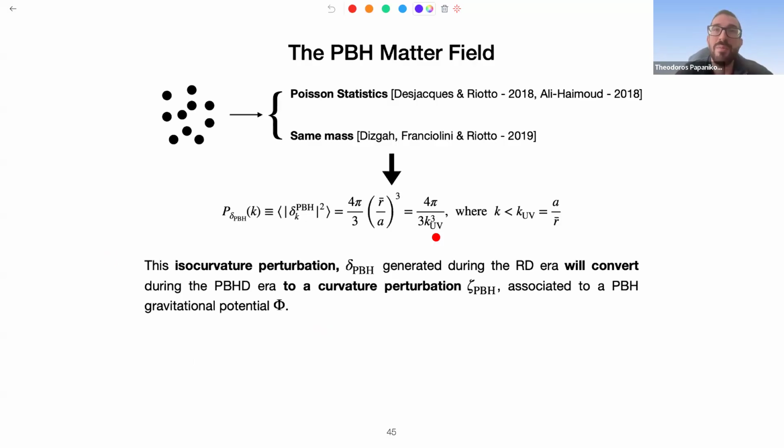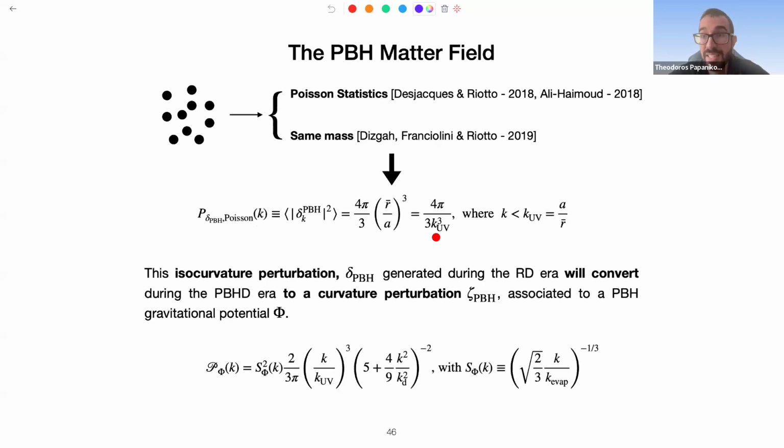This isocurvature perturbation, when later black holes dominate the energy budget of the universe, will convert to a curvature perturbation associated with its gravitational potential phi. One then, by treating carefully super and subhorizon scales, can extract an analytic expression for the power spectrum of this PBH gravitational potential, which can be recast in this form. Here we see clearly the appearance of the UV cutoff scale associated with the PBH mean separation scale.